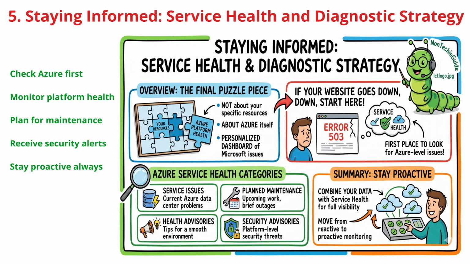The service categorizes events into 4 clear areas: service issues for current data center problems, planned maintenance for upcoming work that might cause brief outages, health advisories for optimization tips, and security advisories for platform-level threats. By combining your own resource data with this platform-wide visibility, you move from being a reactive administrator to a proactive professional who is always in the loop.